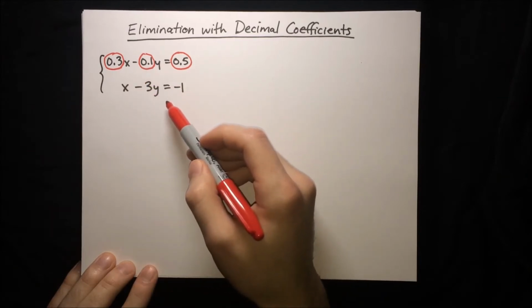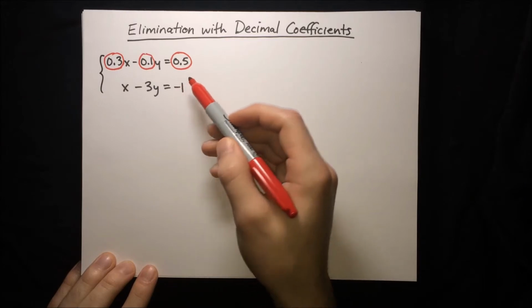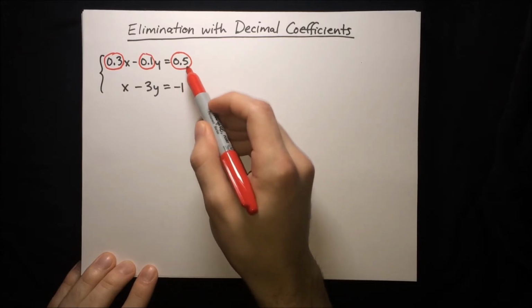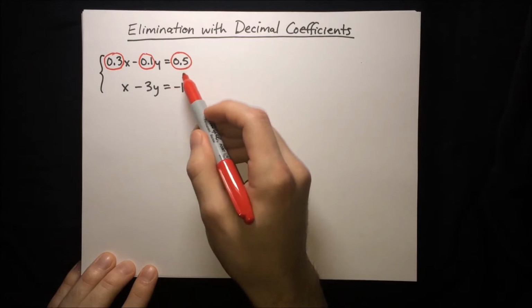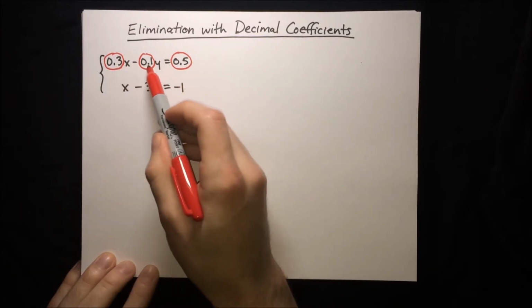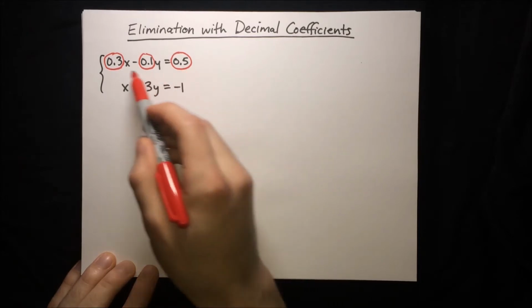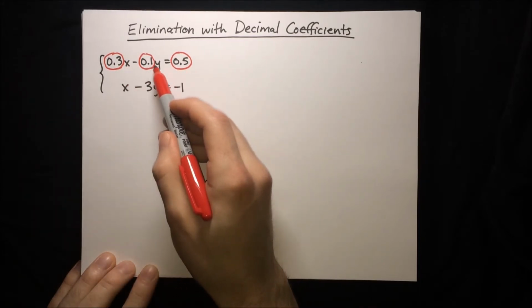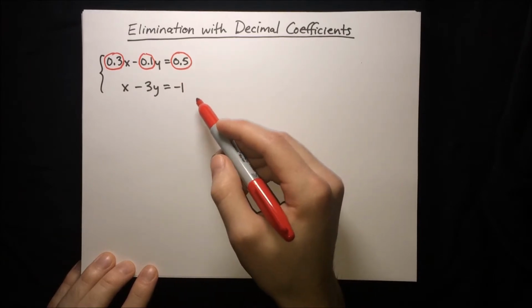We'd still have decimals. So what we really need to multiply by is the number that will shift the decimal place. Remember, when we multiply by 10, that shifts the decimal place. And all of these decimals just have one number behind the decimal place. So if we multiply by 10, that'll shift this to 3, that'll shift this to 1, that'll shift this to 5, and we'll be all good because those are all integers.